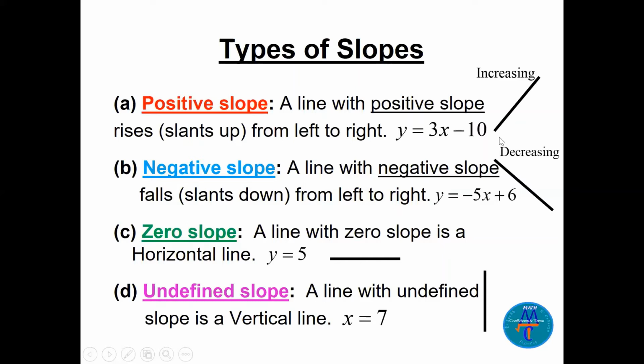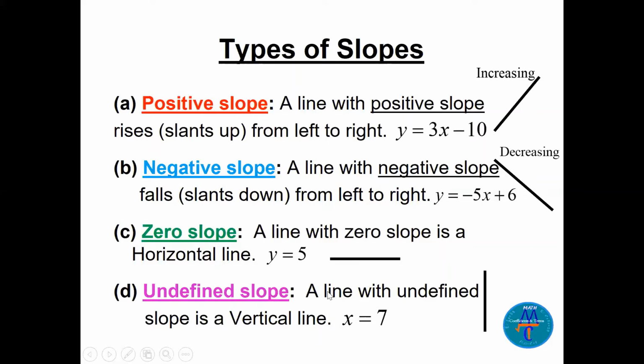Now we can have a negative slope, where the line is decreasing. So it is falling down from left to right. We can have a zero slope. Every line that's horizontal, like y equals 5, just a horizontal line like this. You see, this is a horizontal line. So what is the slope? The slope is 0. There is no inclination there.